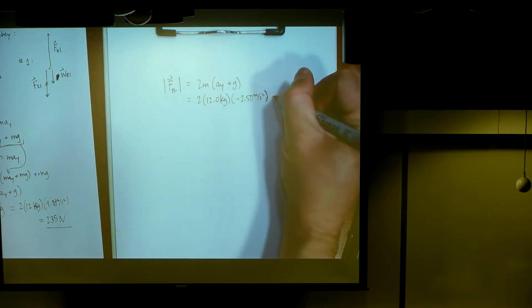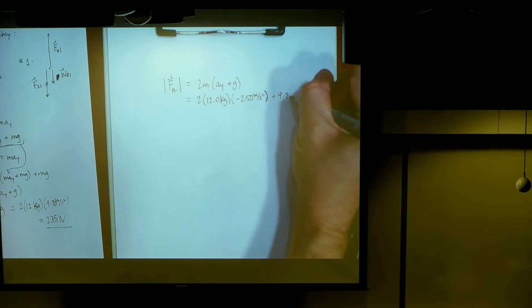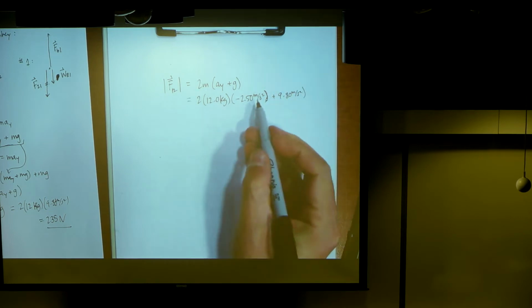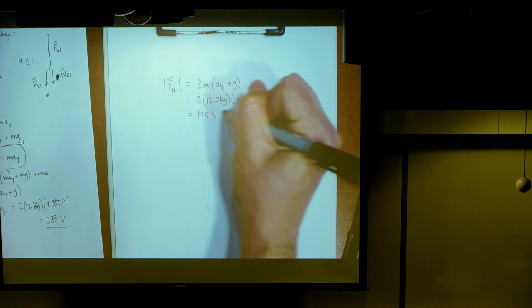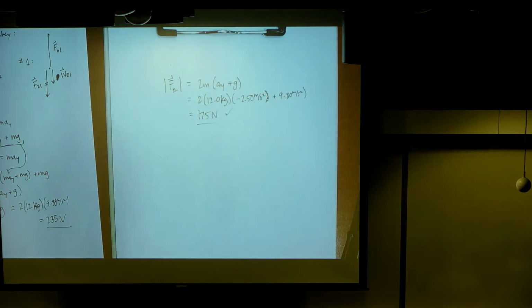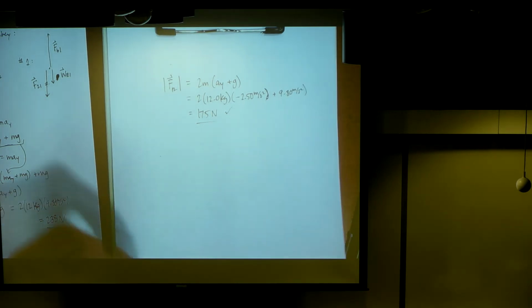And then we have plus 9.8 meters per second squared. So that's ay plus g. And yeah, that works out to 175 newtons. So it takes less force to accelerate everything down than just to hold everything stationary. And of course, it would take even more force to accelerate everything up, right? So that's the idea. Any questions?